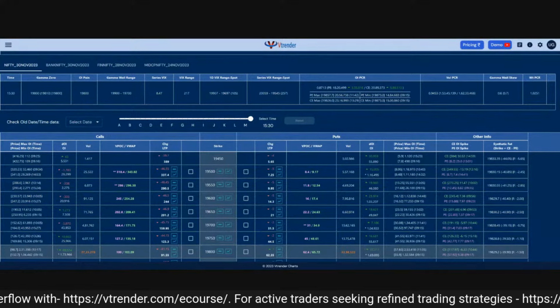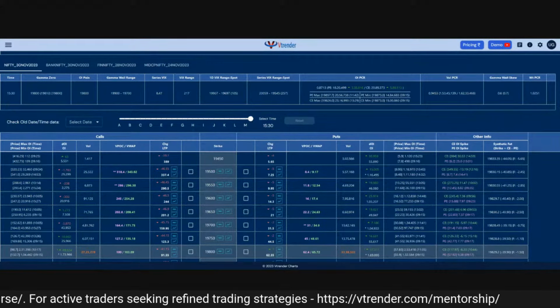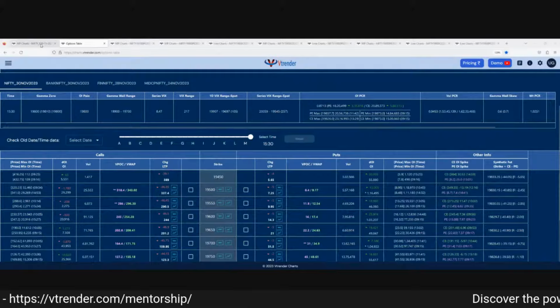Fine, guys. Any more queries? I just spoke about what we are looking at. I showed you the Nifty composite. We have formed a nice balance.